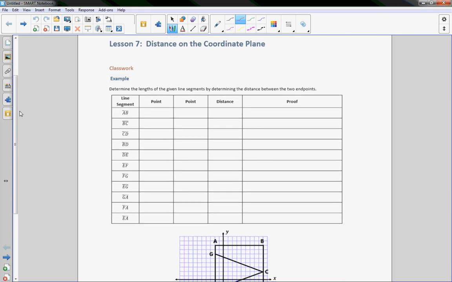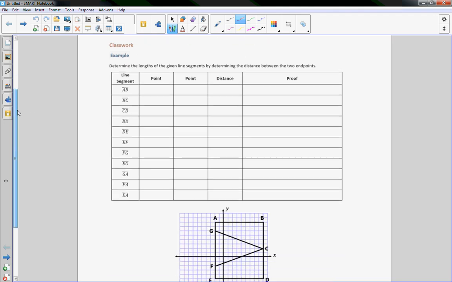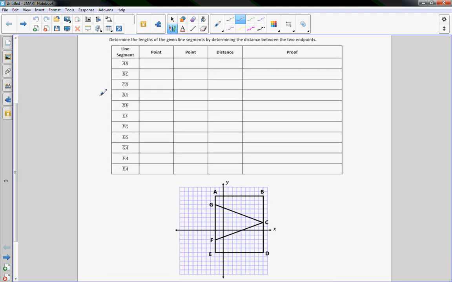Lesson 7, Distance on the Coordinate Plane. Determine the lengths of the given line segments by determining the distance between the two endpoints. So the first thing we have to do is write down the first endpoint, which is A, and the second point, which is B. So this is line segment AB, where A is one end and B is the other end. A is left 2 and up 8, so that is (-2, 8). The other end, which is B, is over here.